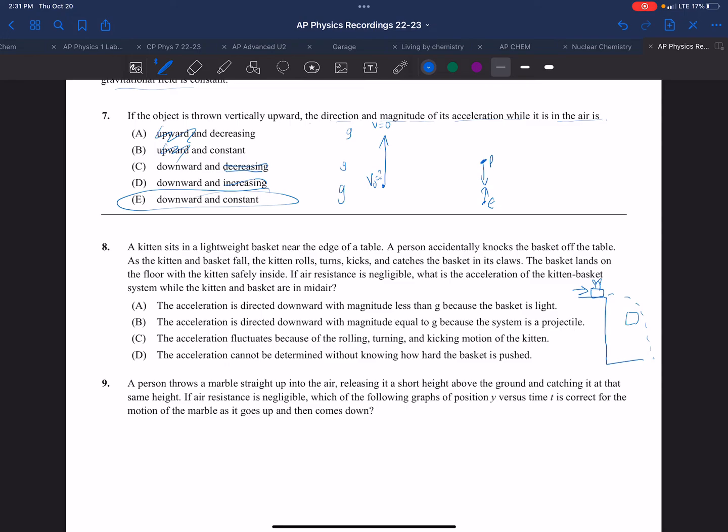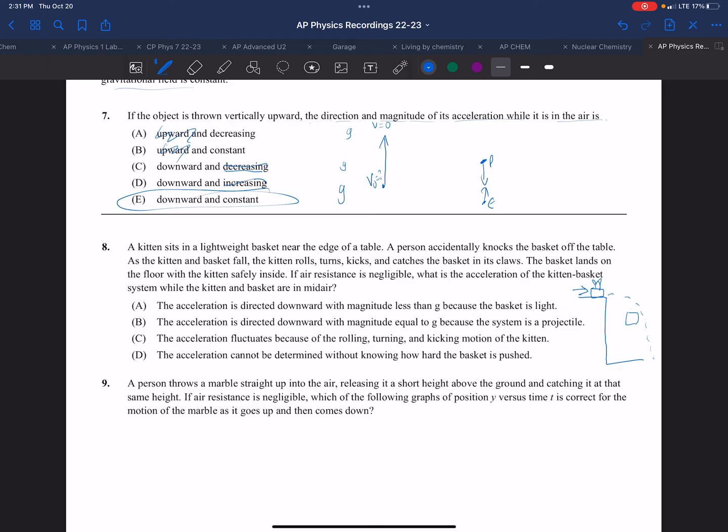All right, so if the air resistance is negligible, what's the acceleration of the kitten basket system? Well, again, if these two things get separated, then what we have is the kitten and the basket separated from each other, but it's the center of mass that's accelerating toward the Earth. It's the center of mass that's accelerating toward the Earth, and they will both hit at the same time. So we do know the acceleration is directed downward.